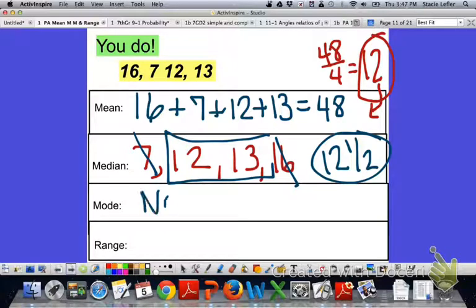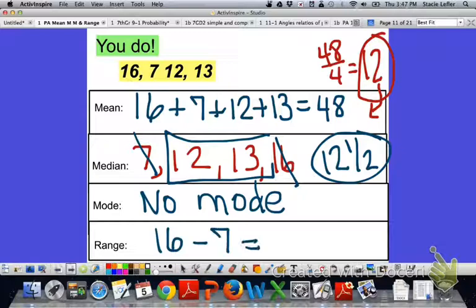The mode's the one that shows up the most, and there are no modes. None of them show up more than once. And the range is the difference between. So 16 subtract 7 is 9.